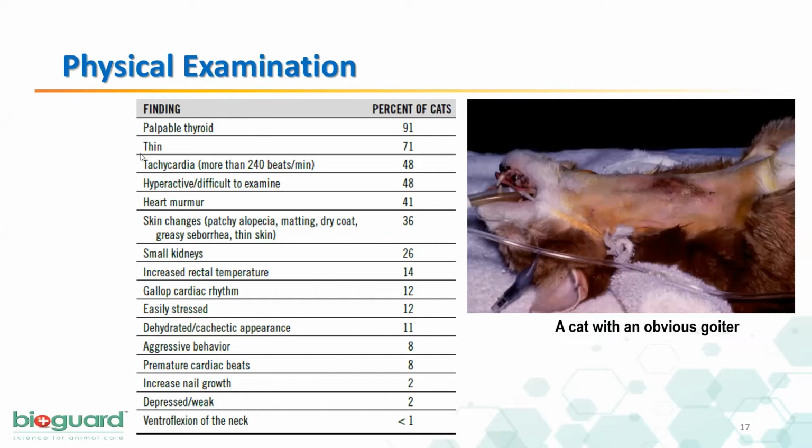Here I will share again some of the symptoms which will lead to the physical diagnosis. First of all, the goiter formation or palpable thyroid, which is in 91% of the cases. Also, weight loss and tachycardia symptoms will be 71 to 48%. Also, if you check cardiovascular signs such as heart rate and other things, another 40% of the cats will show such symptoms. And skin changes, thin skin and hair coat changes, small kidneys will also be 30 to 26%. So, in short, based on the physical examination, you can diagnose that this case could be a hyperthyroid case.